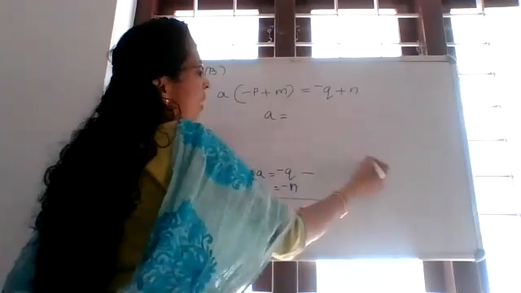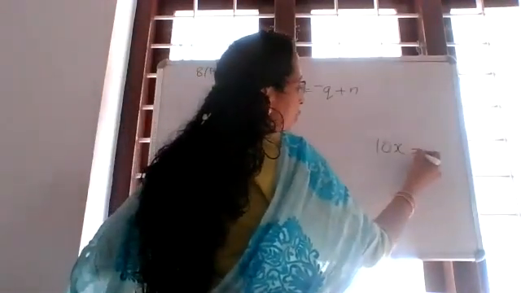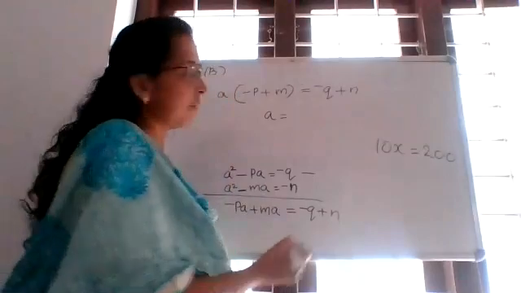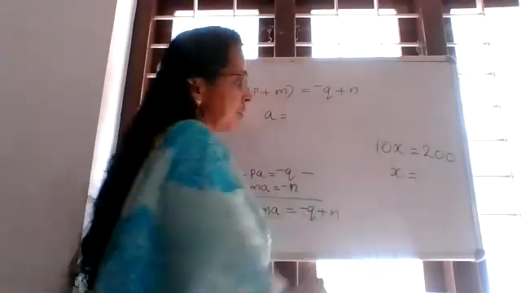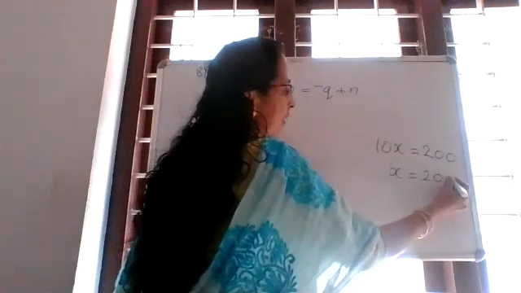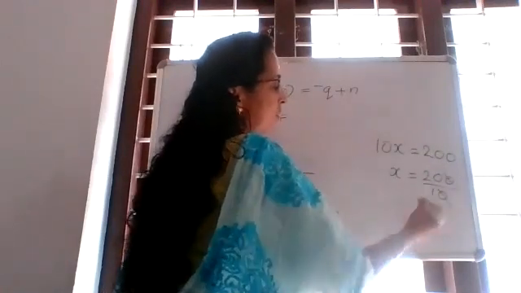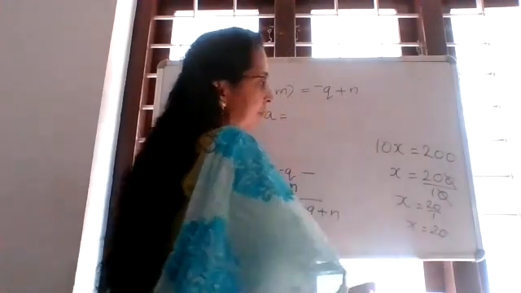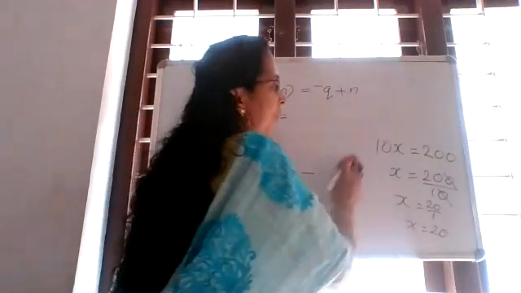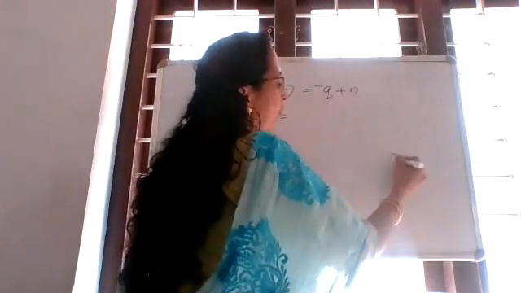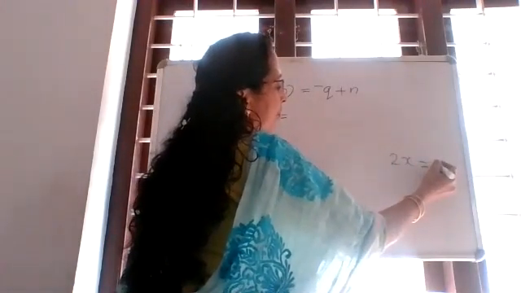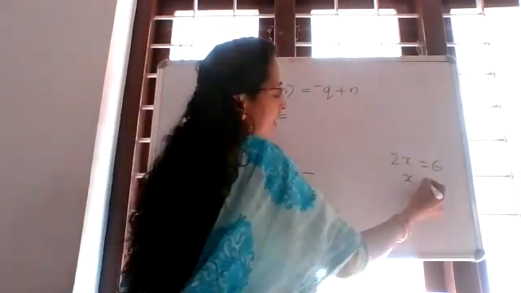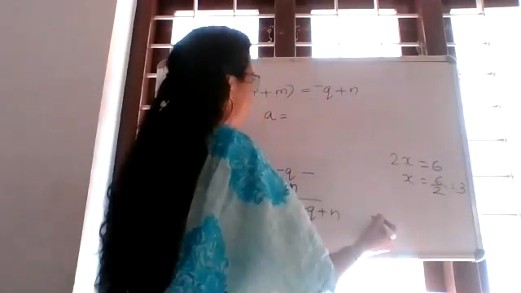Suppose 10x is equal to 200. What will be the value of x? x is equal to 200 divided by 10. The 0s cancel, so x is equal to 20 by 1, that is x is equal to 20. Clear? Got it? Yes, ma'am. 2x is equal to 6, so x is equal to 6 by 2, which is equal to 3.